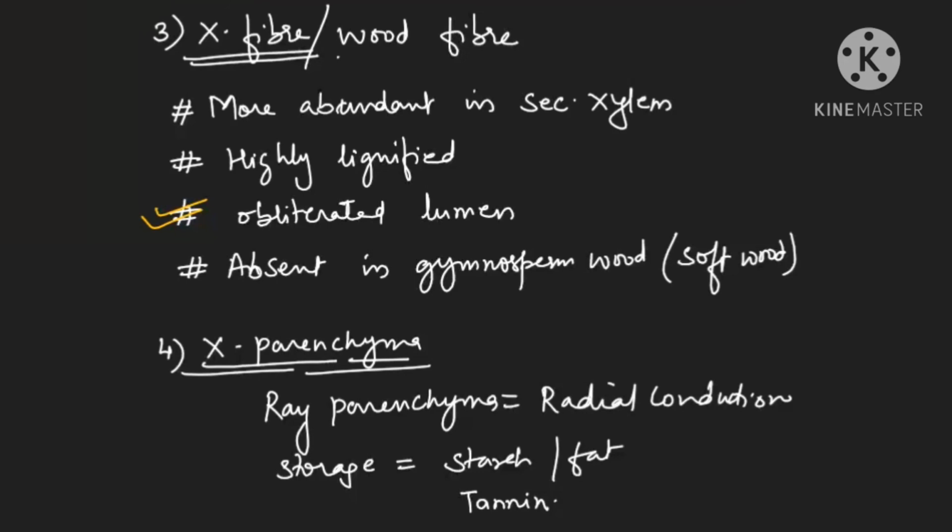Now, if I ask you a question, who is the tube-like cell? Your answer will be tracheids. And who is the tube-like structure? Your answer will be vessels. So I hope this topic is clear to you. Thanks for watching.